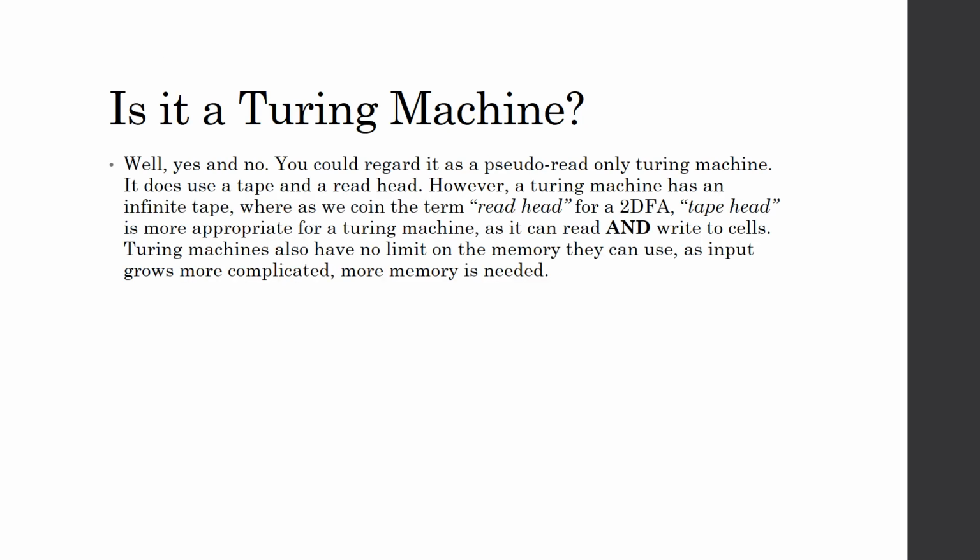Is it a Turing machine? This is the big question, and the answer is, well, yes and no. You can regard it as a pseudo read-only Turing machine, and it is regarded as such in the academic community. It has a tape and a read head. However, a Turing machine has an infinite tape, and while we call it a read head for the 2DFA, tape head is appropriate for a Turing machine because it can read and write to cells. 2DFAs have no memory, while Turing machines do, and as input grows more complicated, more memory is needed.